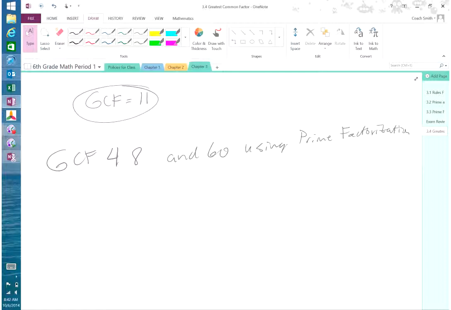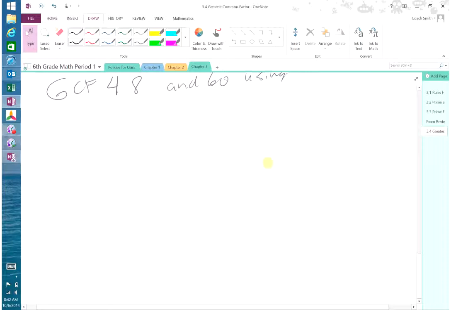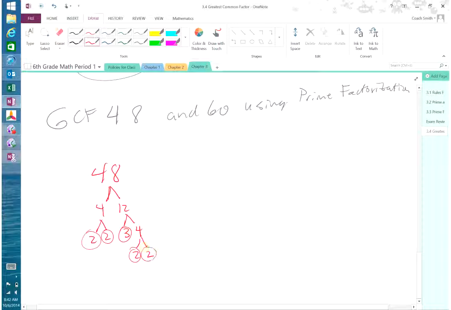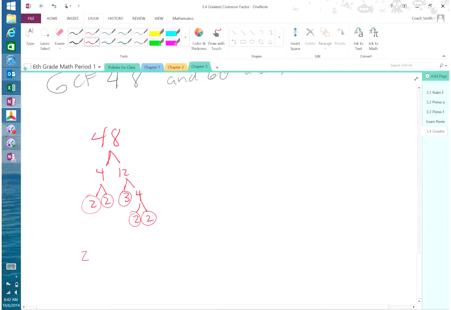All right, let's look at it. A lot of you are not getting it yet. That's fine. That's why we're doing it. 48. The prime factorization of 48: 4 times 12. 2 times 2. 3 times 4. 2 times 2. Okay, so these are your prime numbers. So I have 2 times 2 times 2 times 2 times 3.